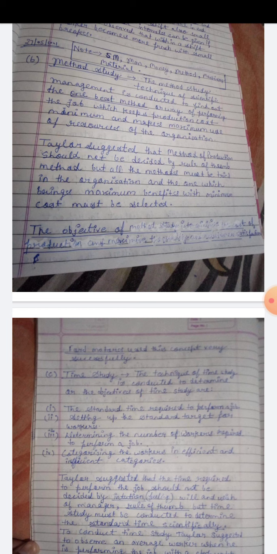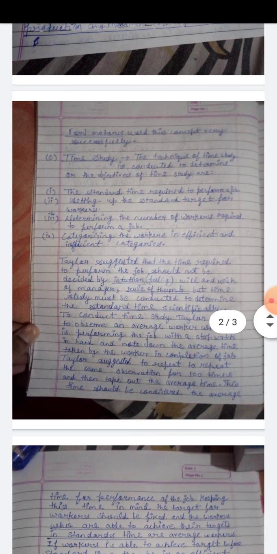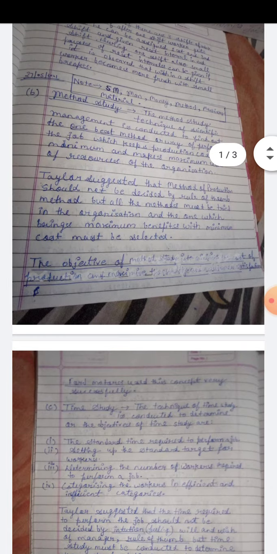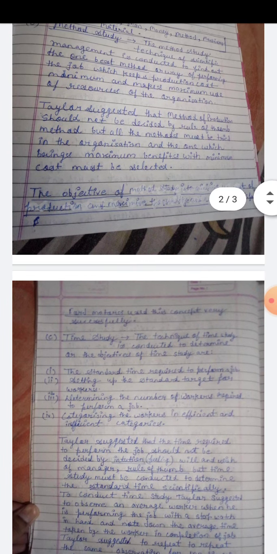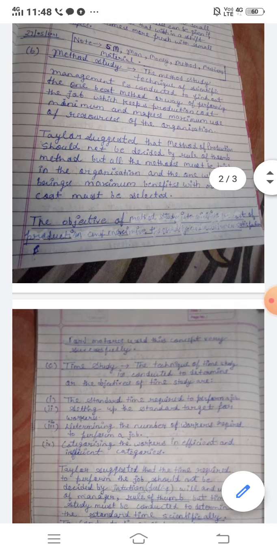The objective of method study is to maximize production, means minimize the cost of production and maximize the output for customer satisfaction. Here is a company name, Ford. It's an automobile company. Ford Motors used this concept very successfully. So this is all about method study. It's an easy study, means there should be a proper method for any work.